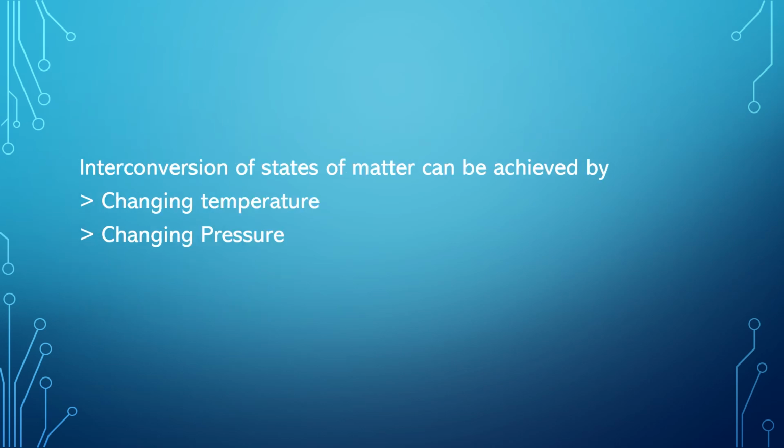Interconversion of states of matter can be achieved by changing temperature or pressure. Let's take a solid substance, ice for example, and increase the temperature. The melting point of ice is 0 degrees Celsius. When the temperature exceeds the melting point, the object starts to melt. In this case, ice becomes water.